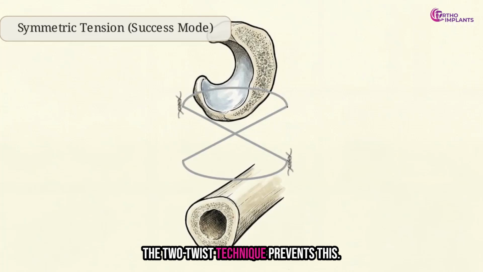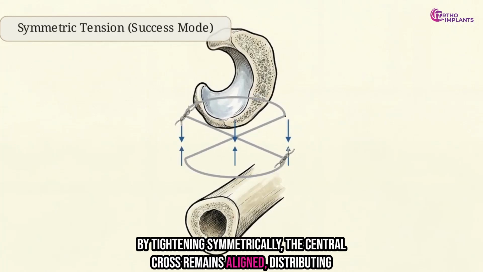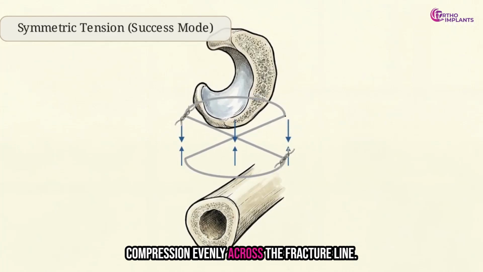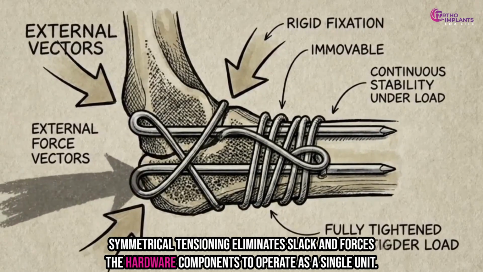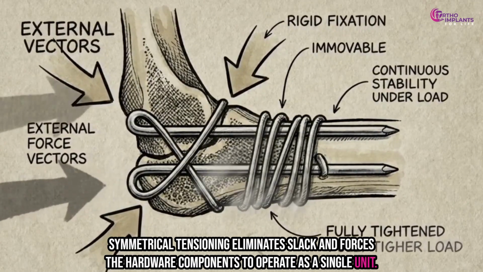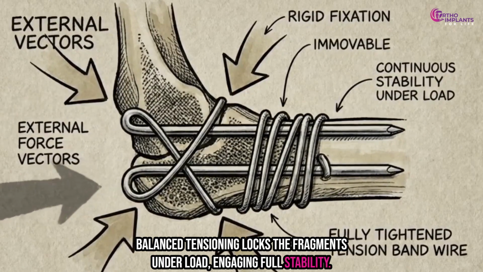The two-twist technique prevents this. By tightening symmetrically, the central cross remains aligned, distributing compression evenly across the fracture line. Symmetrical tensioning eliminates slack and forces the hardware components to operate as a single unit. Balanced tensioning locks the fragments under load, engaging full stability.